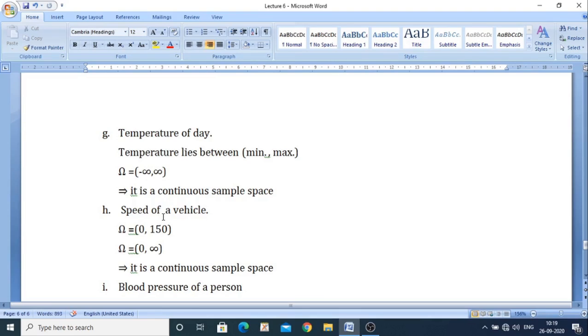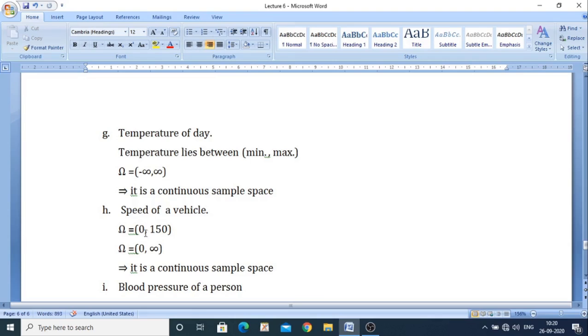Next is the speed of a vehicle. All of you know that on the speedometer the first marking is 0 and every vehicle has its maximum limit. Suppose my vehicle has a maximum limit of 150. So I am writing that speed is 0 to 150. Now suppose you make the statement, today I came at a speed of 80 kilometers per hour. Does it mean that for each and every minute of your journey you were travelling at 80? No, it is not the case.